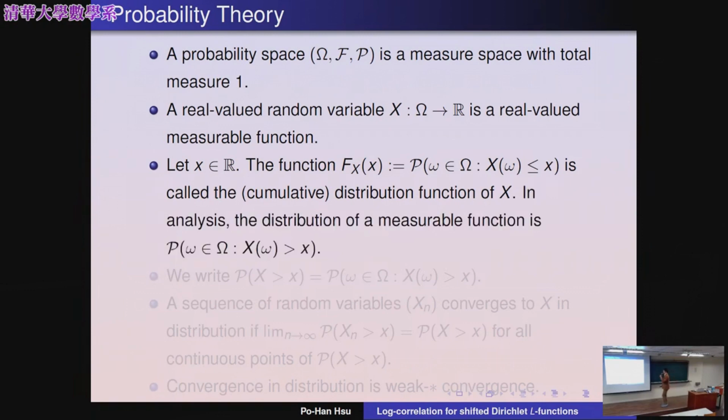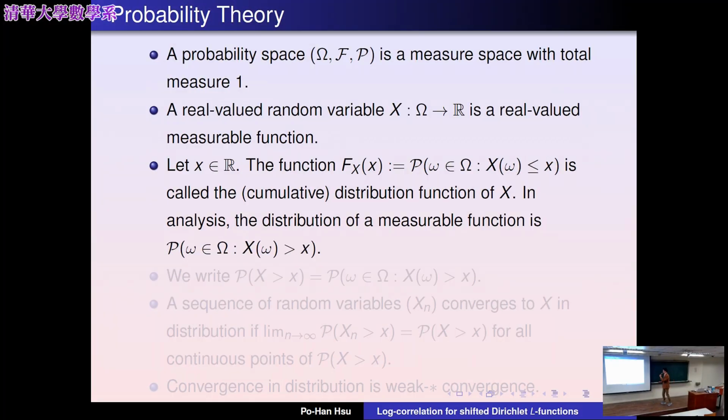In real analysis, the distribution of a measurable function is defined in this way. So there is a little bit of discrepancy between the word distribution in probability and in analysis. In probability we consider less than or equal to. In analysis we consider greater than, but in the end they will be equivalent somehow. So it won't be that important. But throughout this talk, by distribution, we mean this greater one.